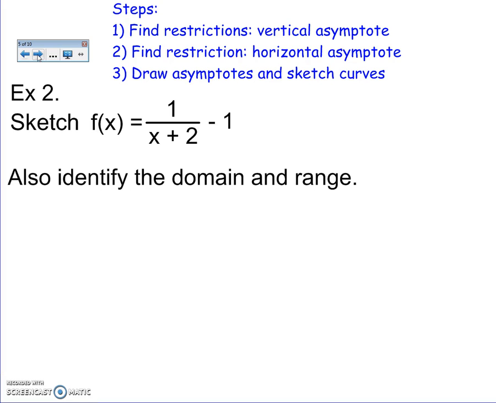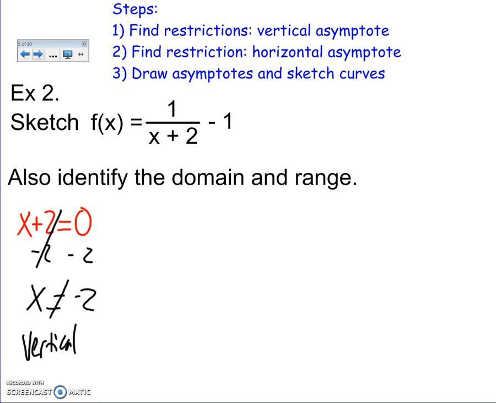So let's do the vertical asymptote first. Vertical asymptote comes from the denominator equal to 0. So if I solve this, I subtract 2 from both sides, x equals negative 2. So that's my vertical asymptote. x cannot be negative 2. The moment it's negative 2, the denominator is divided by 0. You can't do that. So that's the vertical. Alright, horizontal comes from k. Well, k is just negative 1. So that's my horizontal asymptote.